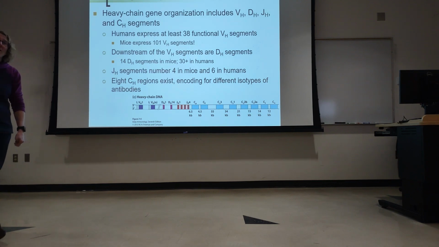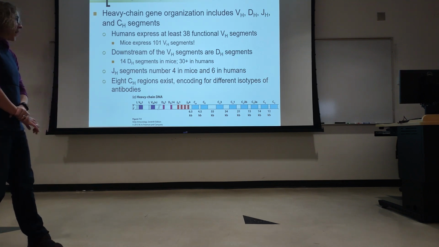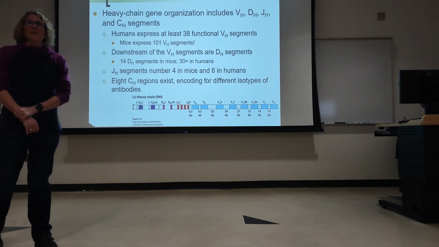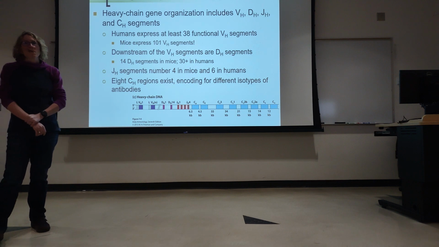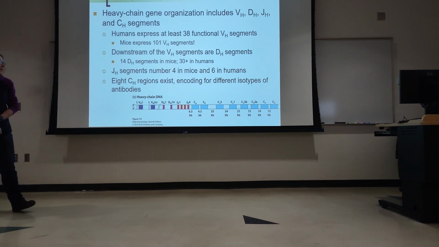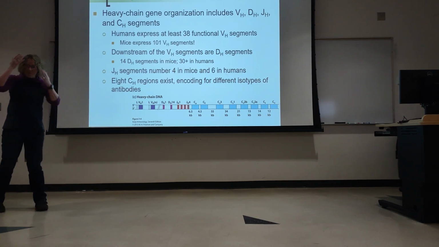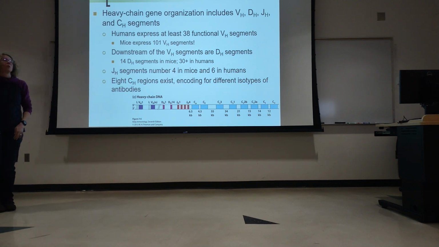Yes? Do heavy chains always have diversity regions, or is it possible for them to not have that? They always have diversity regions. Sometimes they have 2 diversity regions. Weird things. But if you're a heavy chain, you're always going to have a variable, a diversity, a joining, and then you'll be hooked up to a constant region at the end to make the intact antibody.